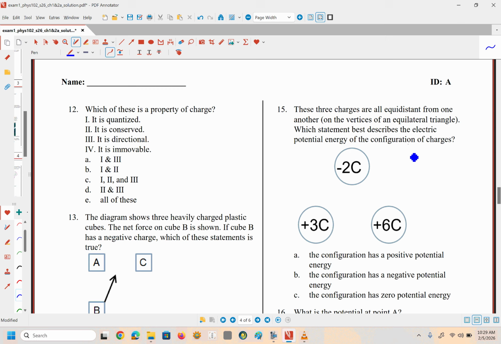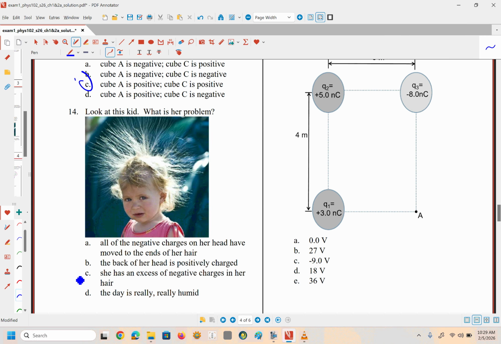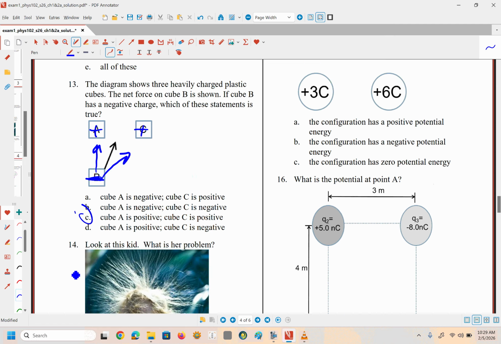All right, which of these is a property of charge? It is quantized, it is conserved, it's not directional, it's not immovable. So B is the right answer. B here is negative, and so this is the net force. Which of these statements is true about A and C? Well, A has to be positive and C has to be positive because I need 2 vectors that go in these directions in order to get that. So they both have to be positive. There is no other configuration. So that's C.